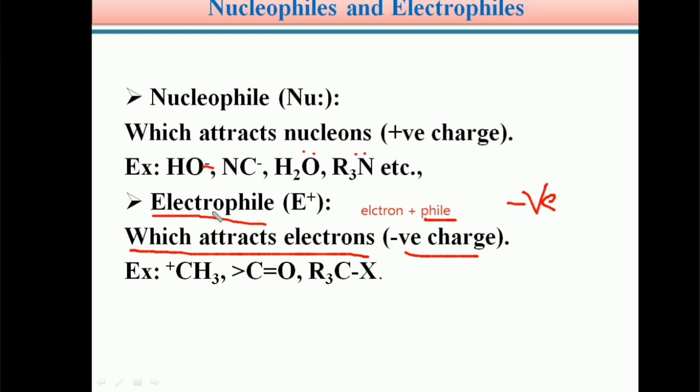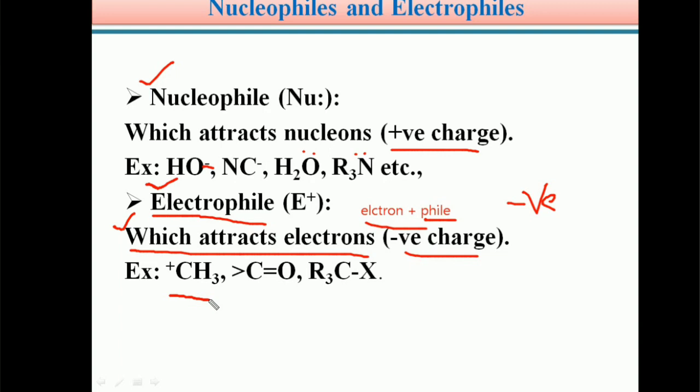So students, electrophile means which attracts electrons, and nucleophile means which attracts positive charge. Electrophile: electron loving nature. Nucleophile: nucleus loving nature, positive charge loving nature. Students, electrophiles have an electron deficient nature because they have a positive charge.